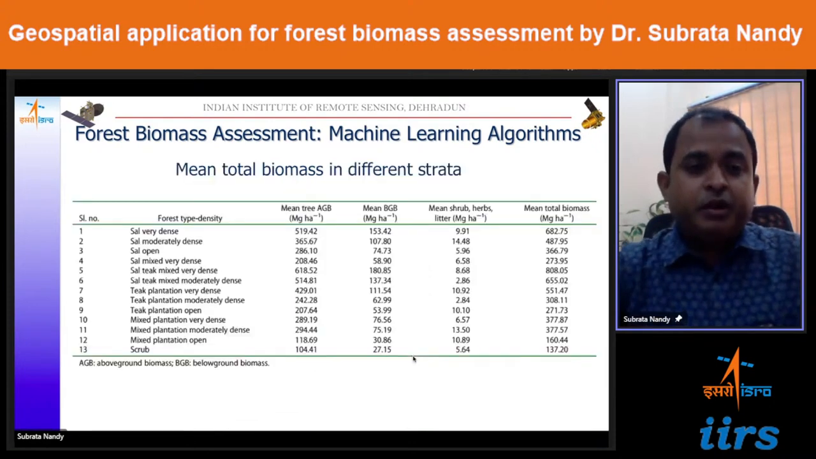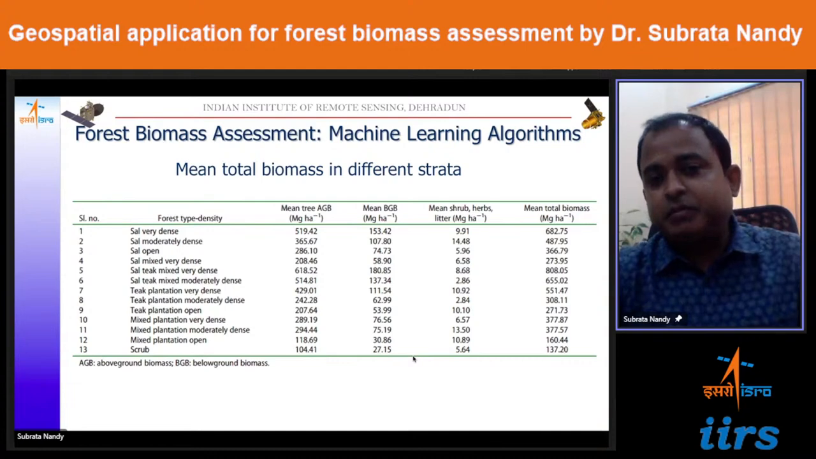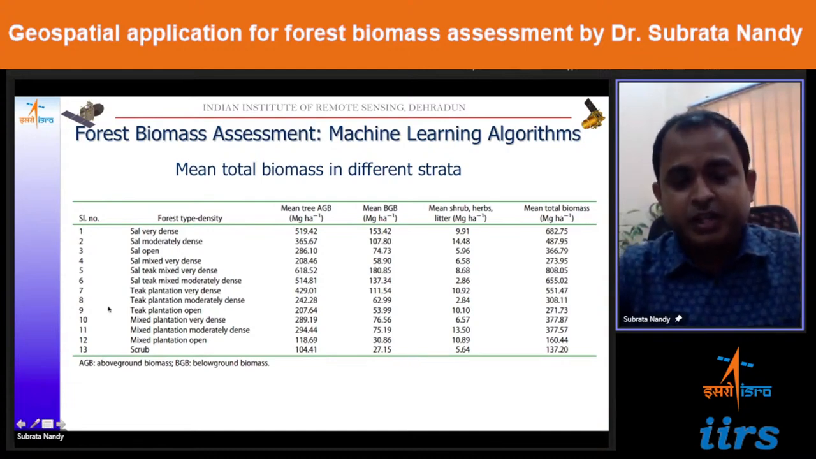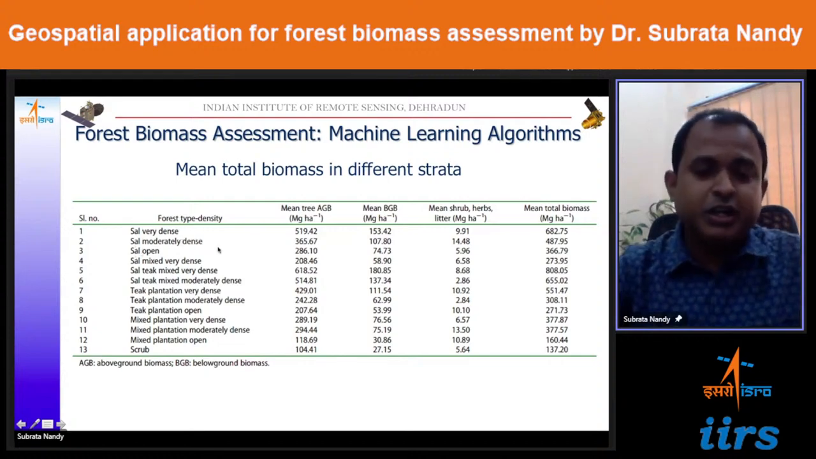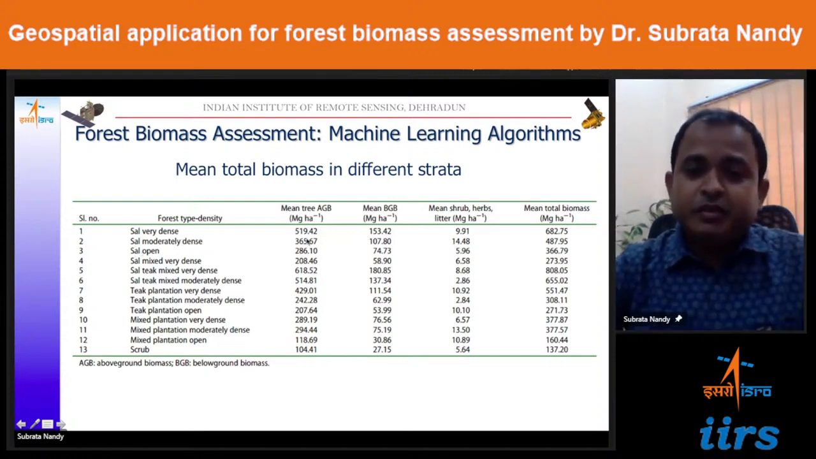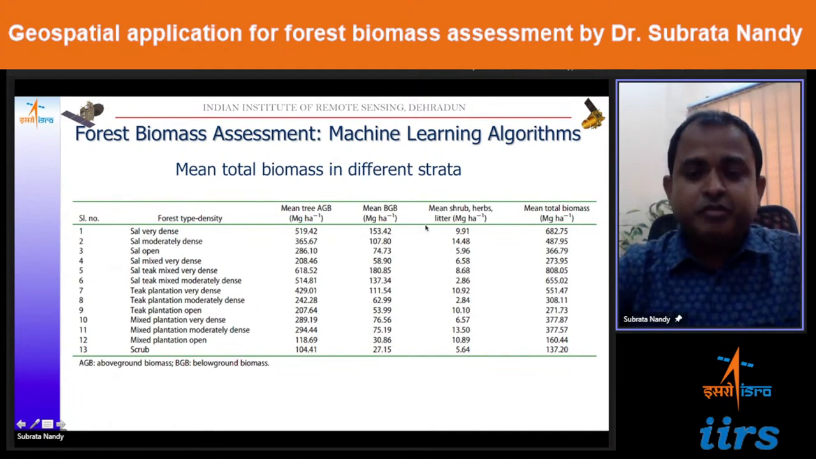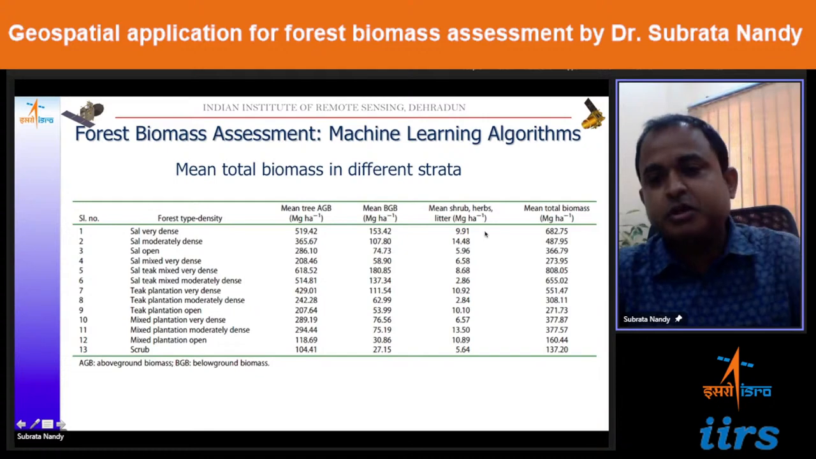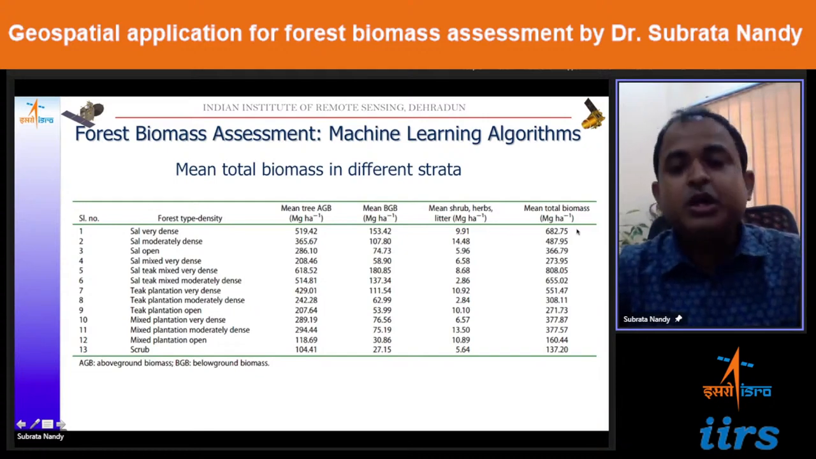plot. Now this is the strata wise biomass in different strata. If we take a different strata, you can see tree biomass, then mean tree biomass, then above ground biomass, mean below ground biomass, shrub, herbs, litter, and total biomass also. So this is plot wise, this is again strata wise.